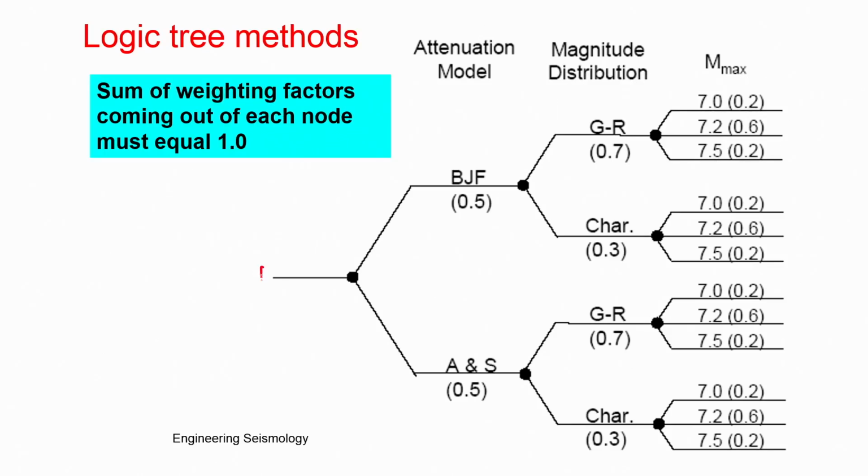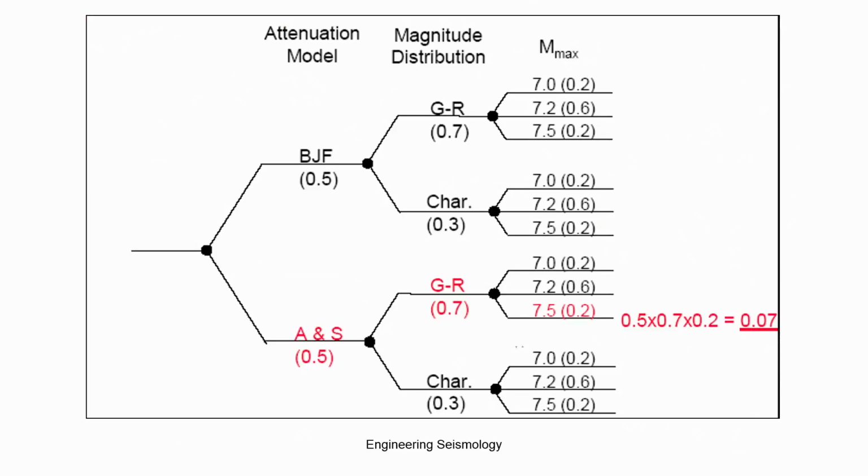For example, this is the final result I am going to expect, where I have two attenuation models given different weights. Equal weight I am giving to two GR equations, one is the characteristic equation, another is the complete data equation, and you can see the weightage for different Mmax. Then finally this combined one will be taken. At the end the cumulative weightage should be unity, but you try to account for all the possible uncertainty associated with this. That kind of analysis is called logic tree probabilistic seismic hazard analysis.